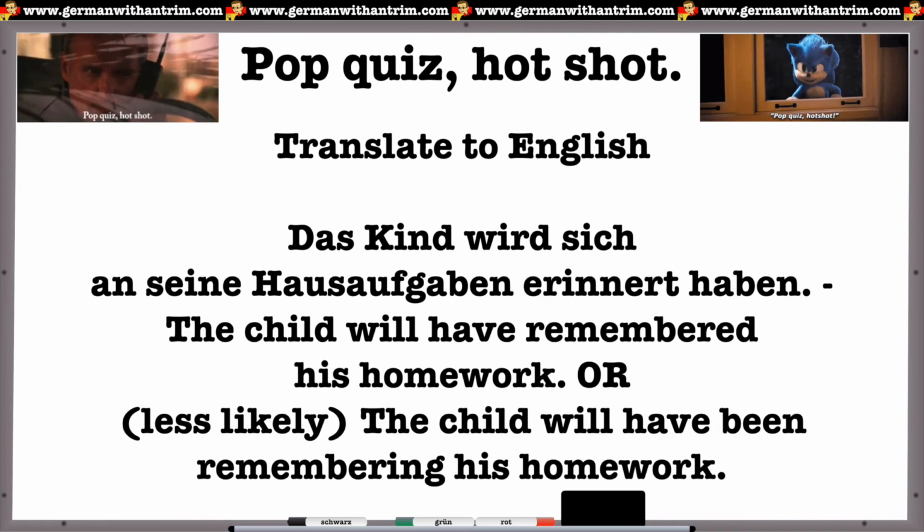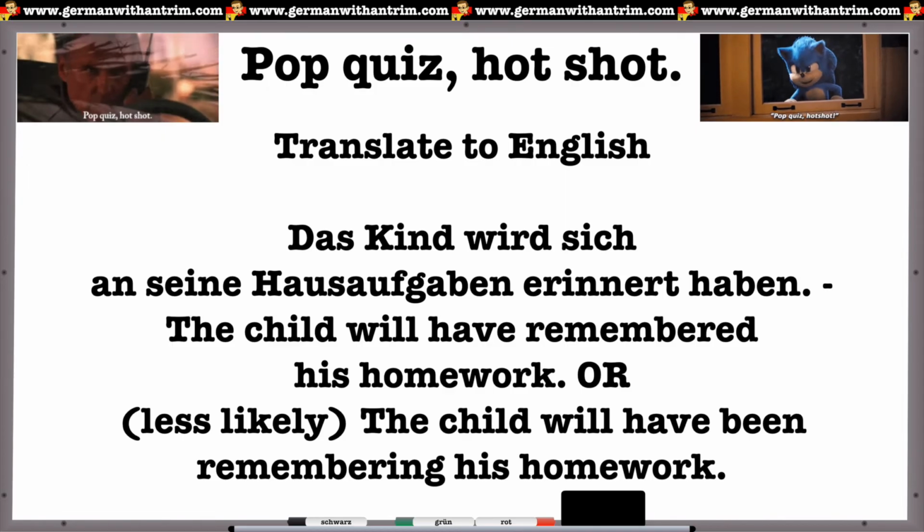This time we have two options again. The first one is more likely than the second. The child will have remembered his homework. Or, the child will have been remembering his homework. Das Kind wird sich an seine Hausaufgaben erinnert haben.